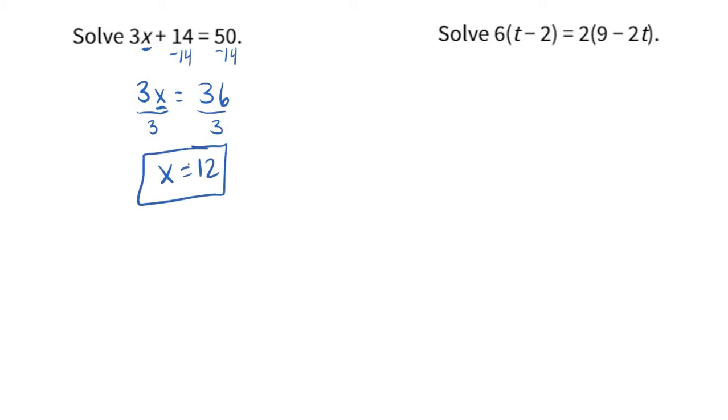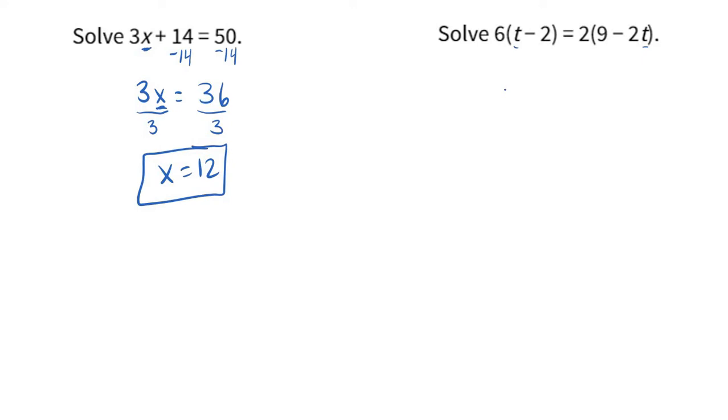And again, I know that's pretty basic. I hope you're saying, hey, I understand this. I hope you do. But we just want to kind of revisit a couple things. What about this one? Okay, it looks a little more intimidating. We've got a t, that's our variable, and it's on both sides. Also got some parentheses and things. So let's just clean it up.